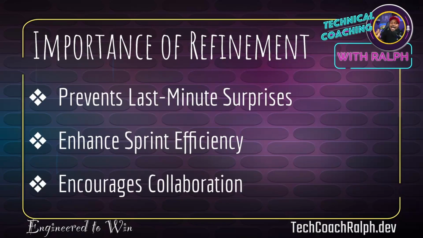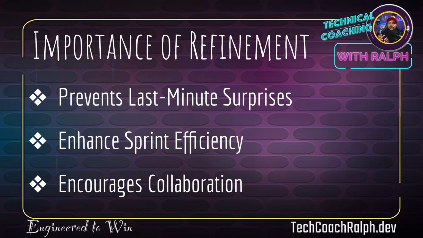So the importance of refinement. It prevents last minute surprises, and those are the total absolute worst. Like you'll actually start a sprint and you start working on the story and like, oh, actually we can't do it because this thing, we don't have this infrastructure, we don't have this account, we don't have whatever the case may be. It is a nightmare.